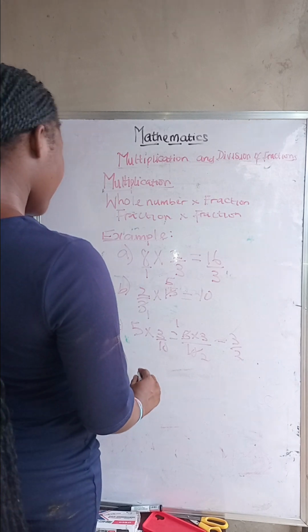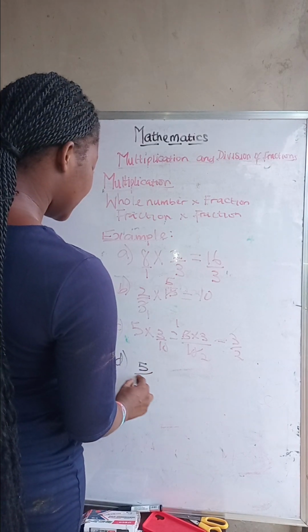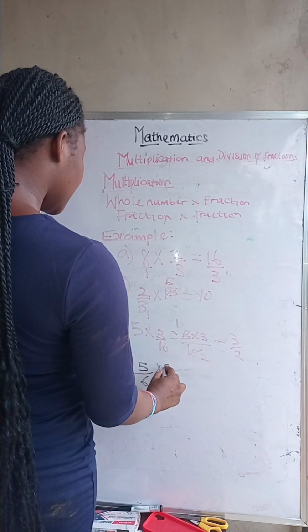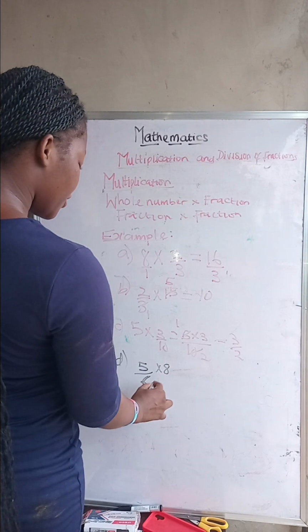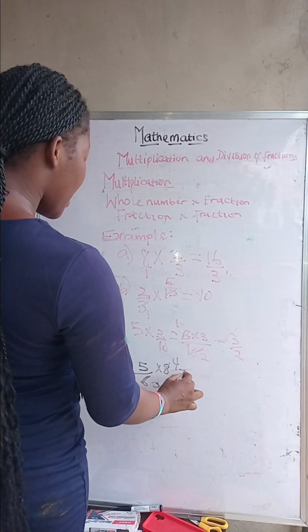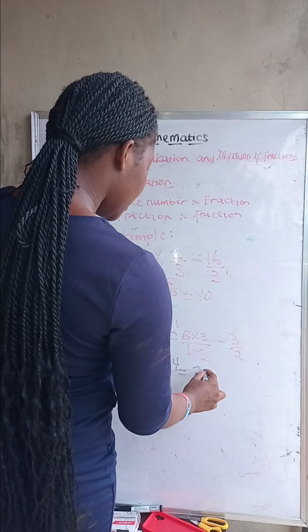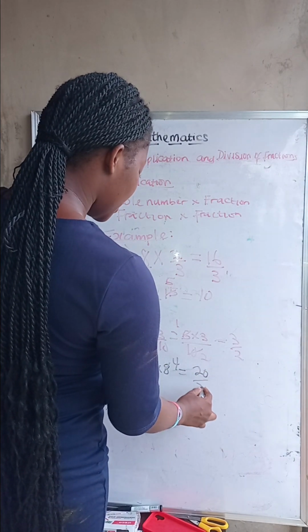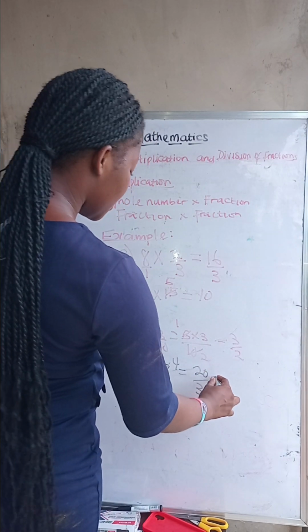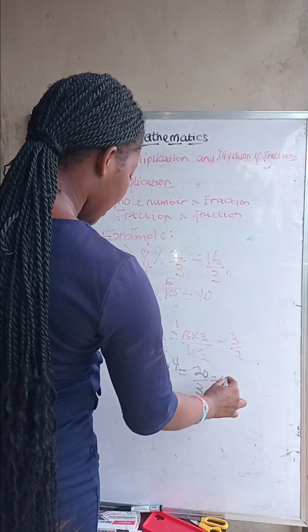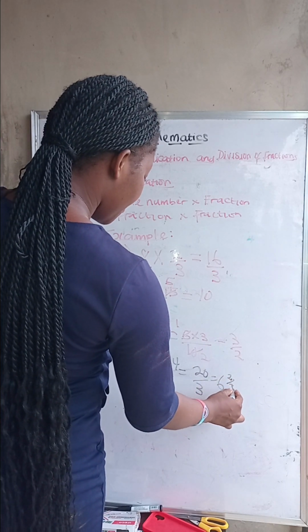Let's say we have 5 over 6 times 8. So 2 here will be what? 3. And 2 here will be what? 4. 5 times 4 is what? 20 over 3. That's 20 over 3. You know you can't leave it like this. So here will be what? 6 whole number, 2 over 3.